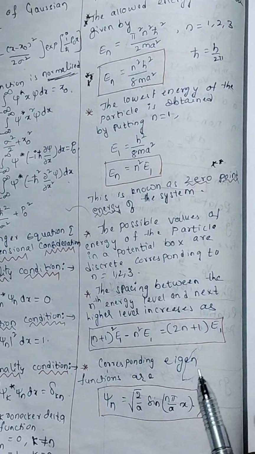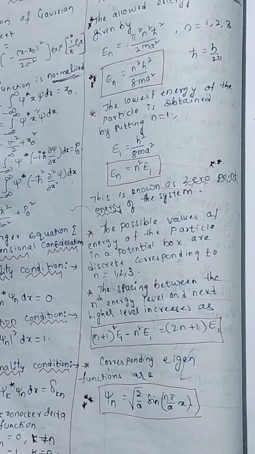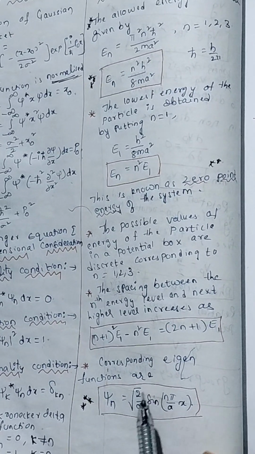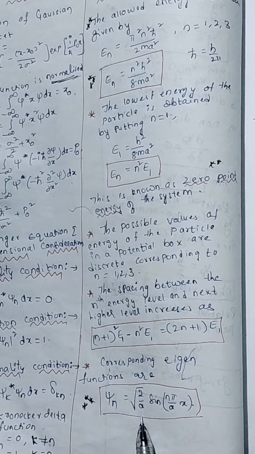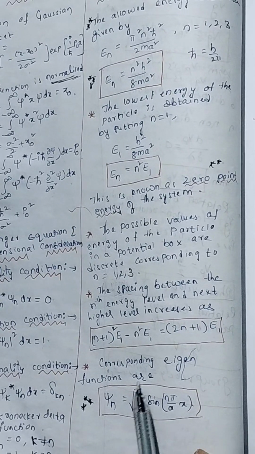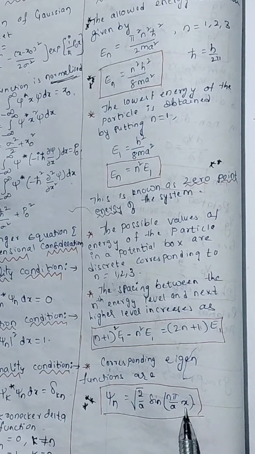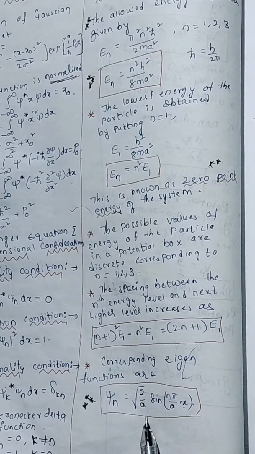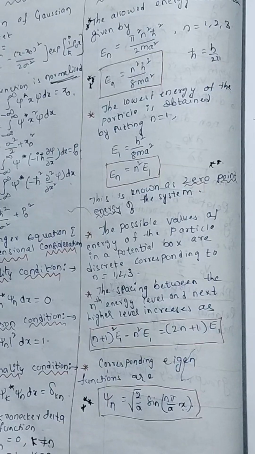And the corresponding eigenfunction, this is another most important formula. You have to practice it, you have to remember it. The corresponding eigenfunctions are psi n equal to under root 2 by a, where a is the width, times sin n pi by a x. Psi n is the wave function: under root 2 by a sin n pi by a x.